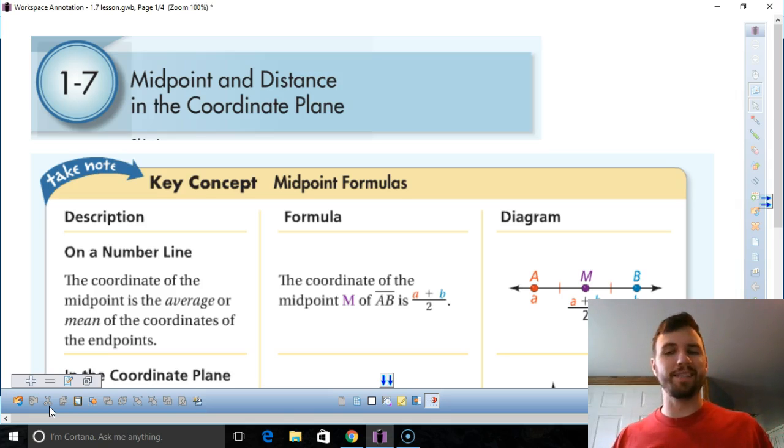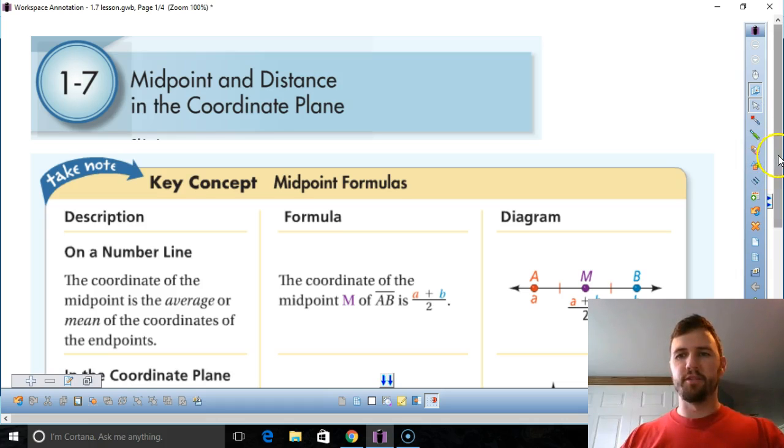Our first few lessons this chapter didn't deal much with numbers. They're mostly some algebra, mostly angles, lines, all that good stuff. This is almost all numerical math. So the math you're used to. Alright, so let's just get right to it.